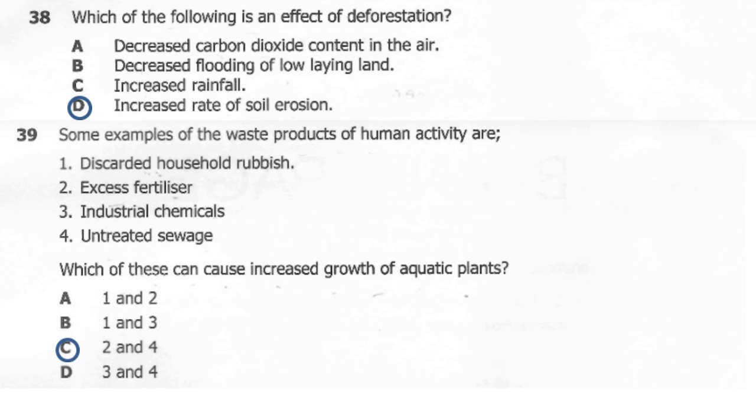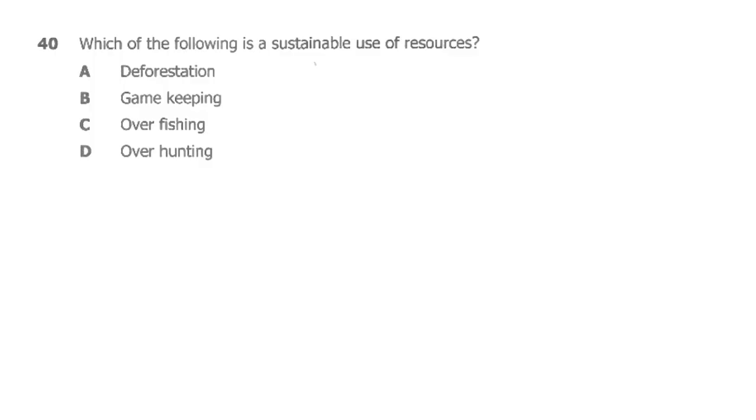Question number 40. We have come to the last question. Which of the following is a sustainable use of resources? A, deforestation. B, game keeping. C, overfishing. D, overhunting. So here our answer is game keeping or game cropping.